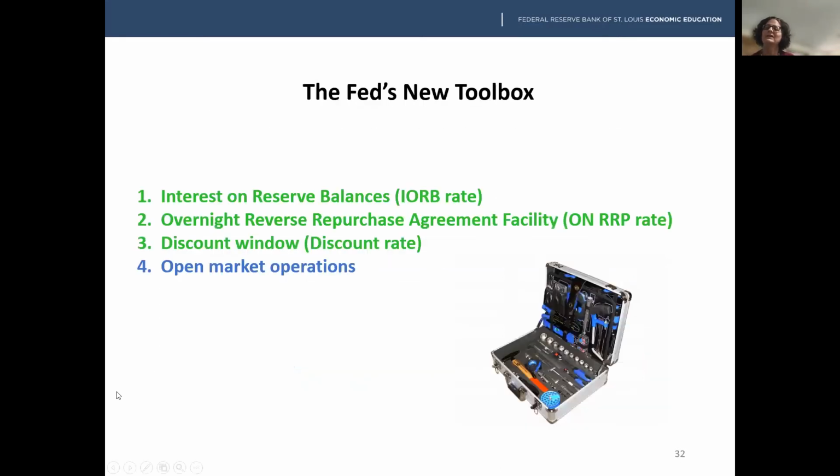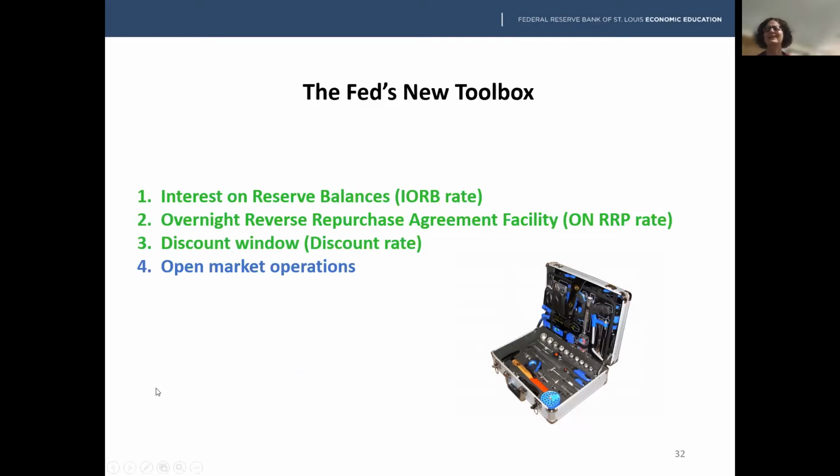So just to summarize, what are the key tools? The 3 in green are the 3 tools that have associated in parentheses the 3 administered interest rates that help guide the Fed funds rate, and open market operations are still there. They're just not the primary tool anymore.